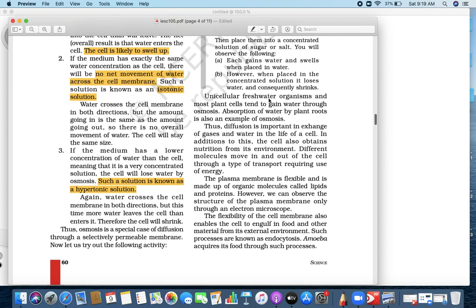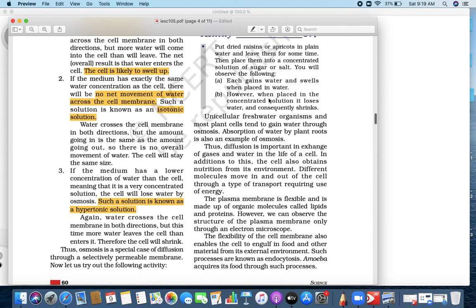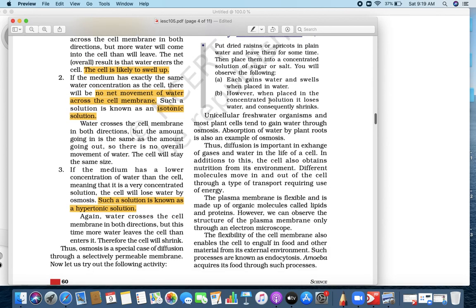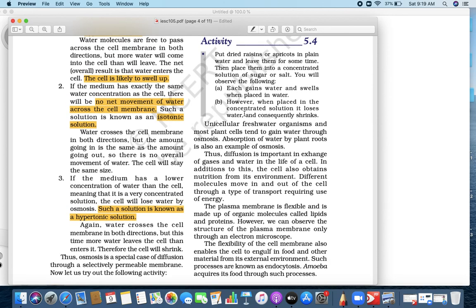Now, where are these things going to help you? Take unicellular freshwater organisms; most popularly, plants tend to gain water through osmosis. Even our plants tend to gain water through osmosis, through the absorption of water through roots. So how do the plants absorb? They don't have a hole inside, so it happens because of osmosis.